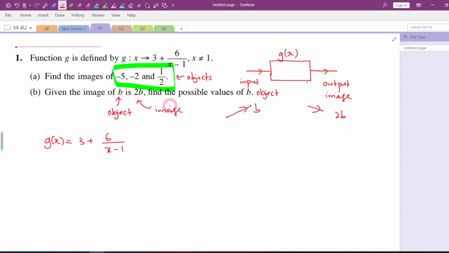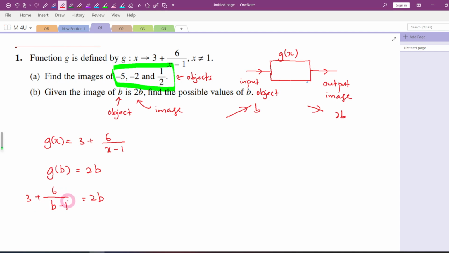So given by the question, the image of b is 2b. So it means that g of b is equal to 2b. This whole thing, when you plug in b inside, you calculate, you will get 2b. So 2b is the image and b is the object. So when x is equal to b, we need to change it become b, right? So it will become 3 plus 6 over b minus 1, equal to 2b.